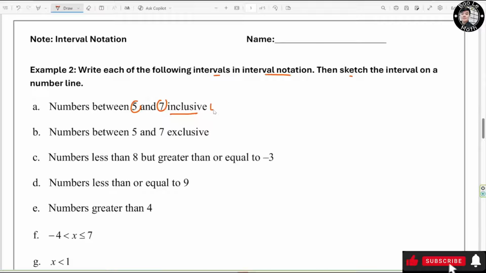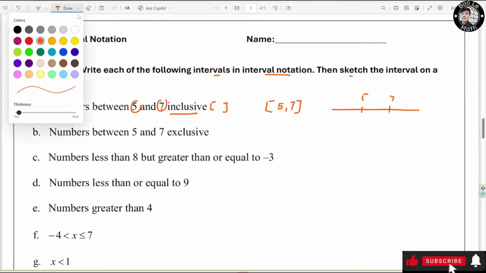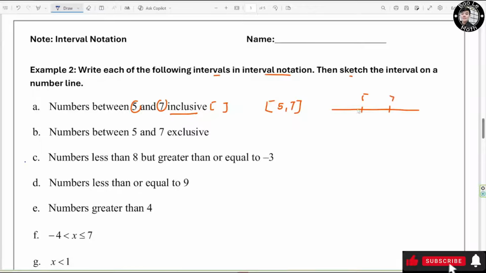So you need to use the bracket. So you have bracket 5, 7, like that. Now if you draw it on the number line, it should be 5 right here and 7 right here. So right at the endpoints, you need to put a closed circle and put a line right here.